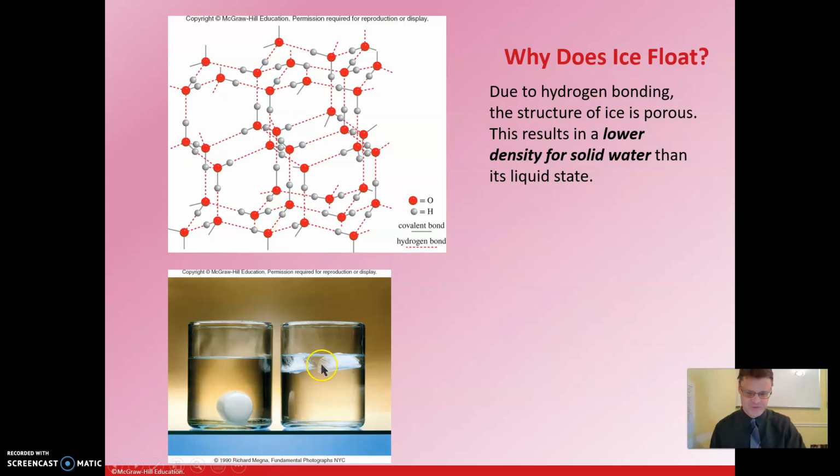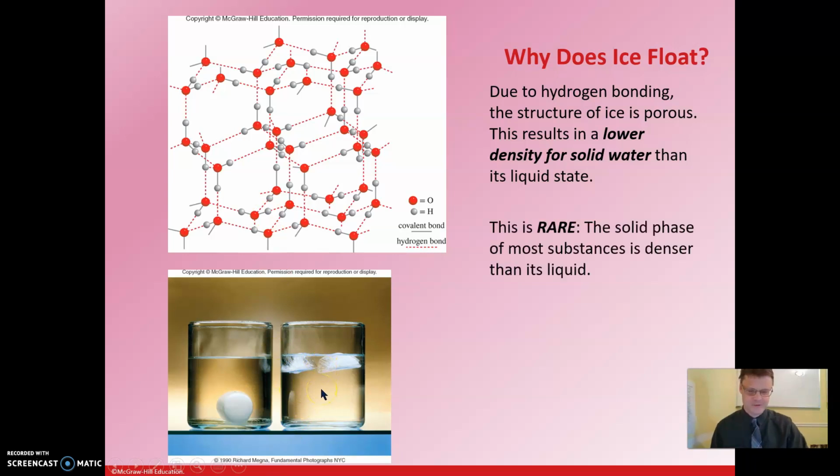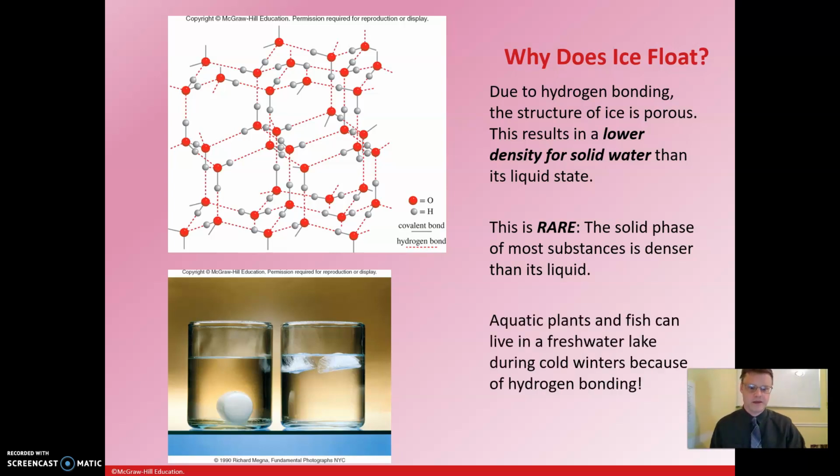So, and this is kind of a picture of ice floating in liquid water. And it's important to know that this is rare among molecules. Okay, usually it's the case that when something's in the solid phase, it's more dense than the liquid phase. And this allows aquatic plants and fish to live in lakes during cold winters because the ice is on top and not on the bottom.